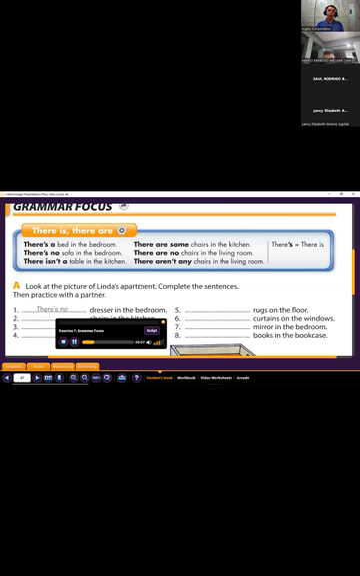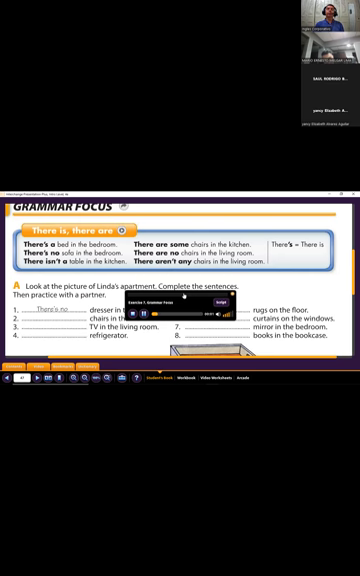There is, there are. There's a bed in the bedroom. There's no sofa in the bedroom. There isn't a table in the kitchen. There are some chairs in the kitchen. There are no chairs in the living room. There aren't any chairs in the living room. There's equals there is.